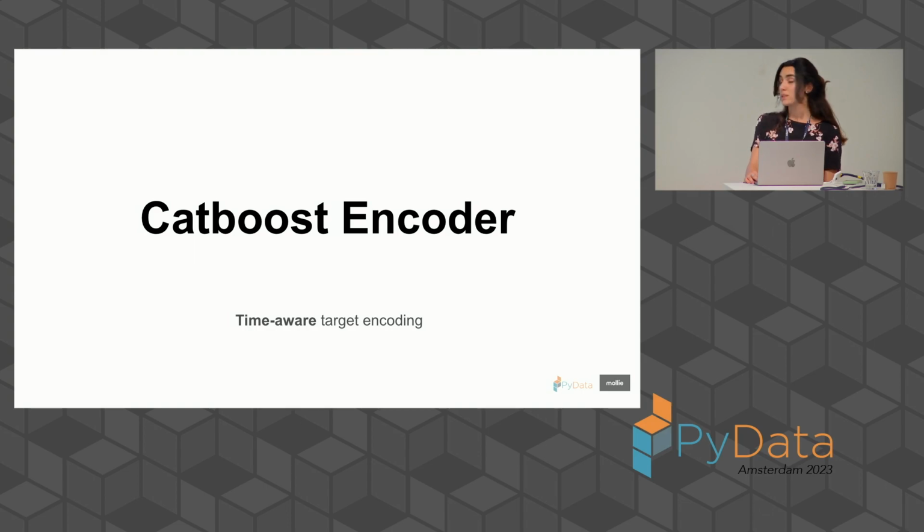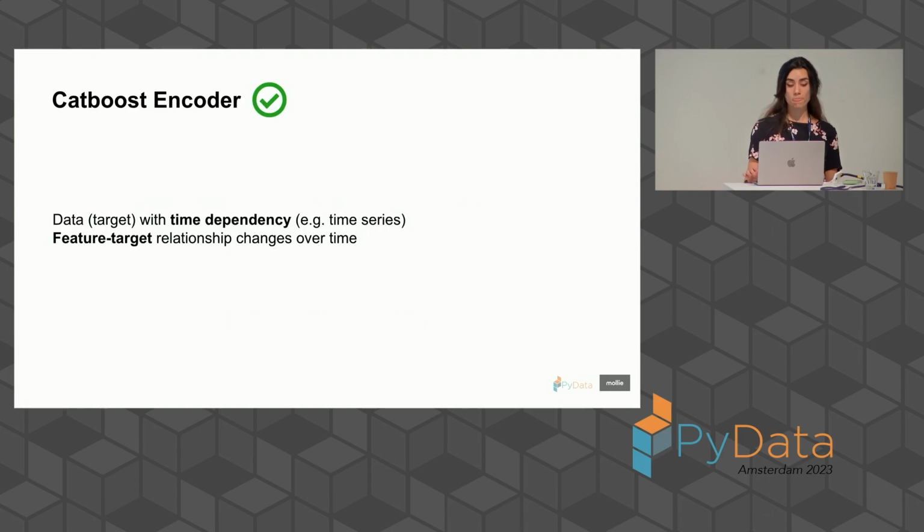Finally, the last one is the CatBoost encoder. Simple way to put it is a time-aware target encoding. Basically works the same way as target encoding, but instead of taking into account all of the data, it only takes into account the rows that happened before a specific row. So it's nice to use it when there is a time dependency, and there is a feature-target relationship that changes over time, which, if you remember, was a downside of target encoder.